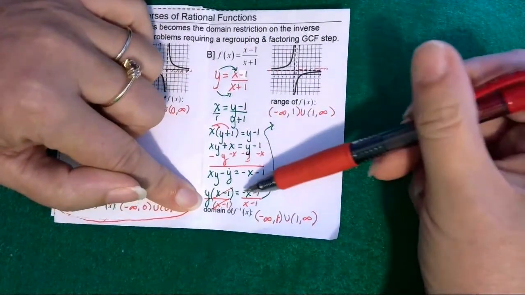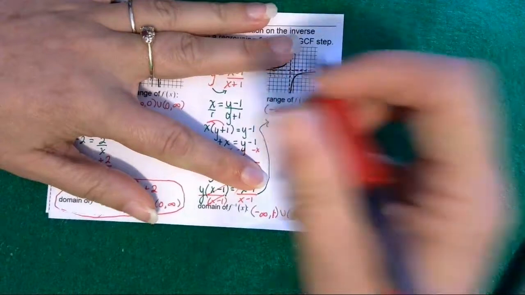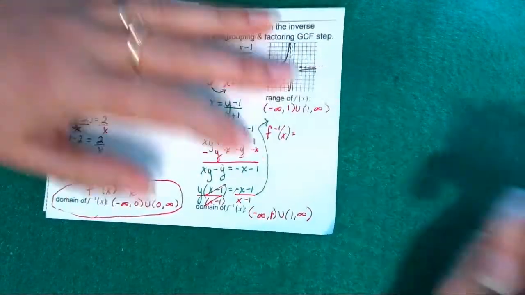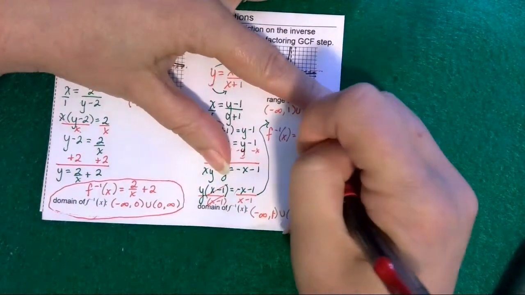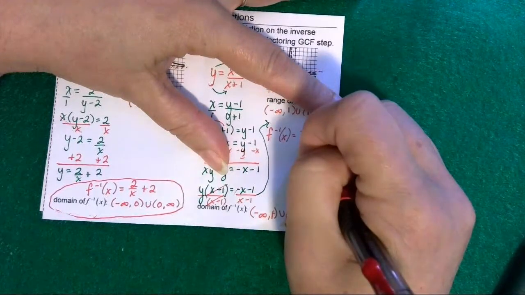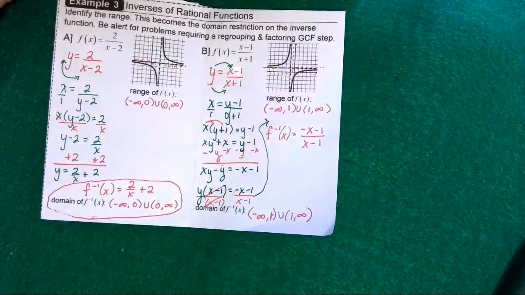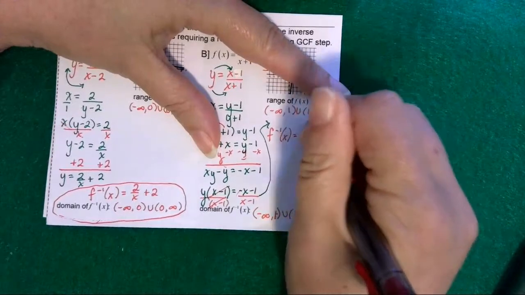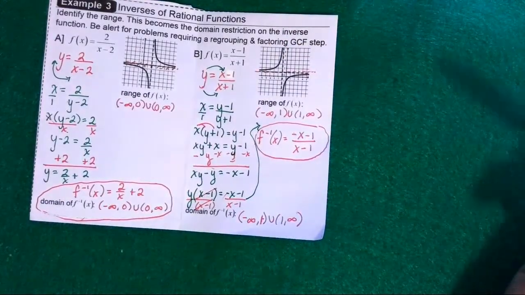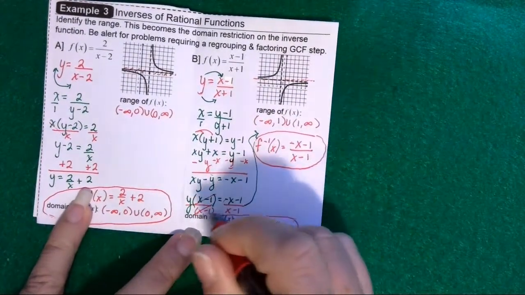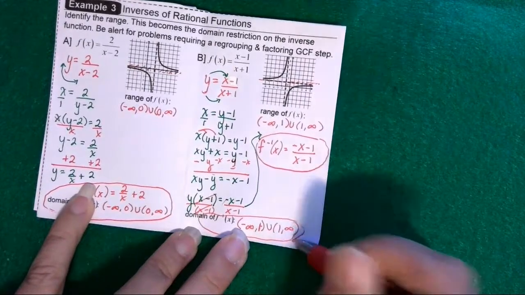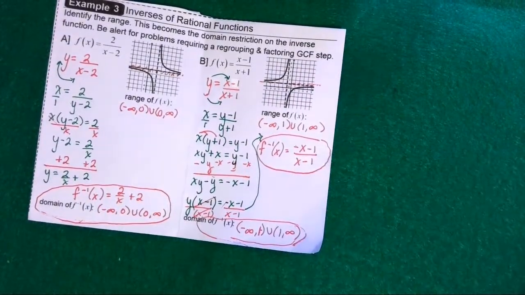It's equal to the other side, so I can swap out my y now with the inverse notation, f inverse of x, and that's equal to negative x minus 1 divided by the quantity x minus 1. And that's the equation of my inverse with this restriction on the domain, where my domain is all real numbers except for positive 1.